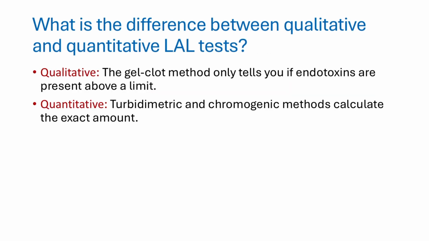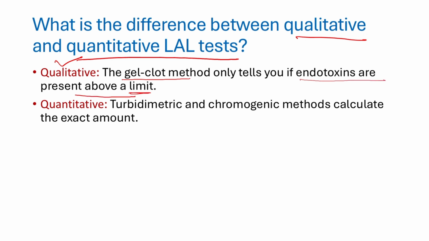Now, what is the difference between qualitative and quantitative LAL tests? So, for the qualitative method, we use gel clot method, the preferred laboratory method, that tells you if the endotoxins are present above a limit or not. For the quantitative assay, we use turbidimetric and chromogenic methods to calculate the exact amount.